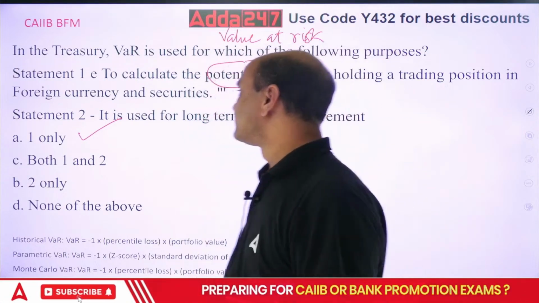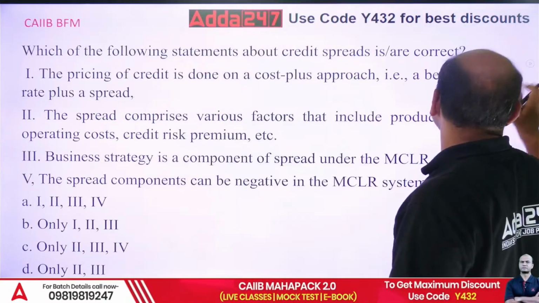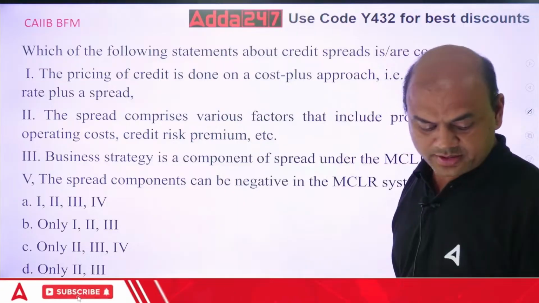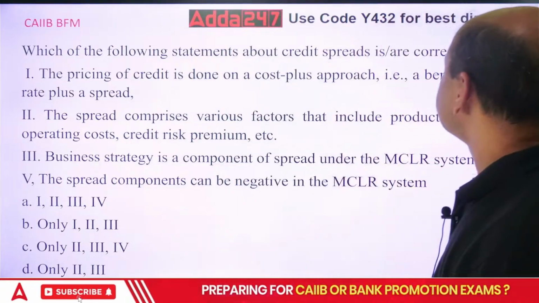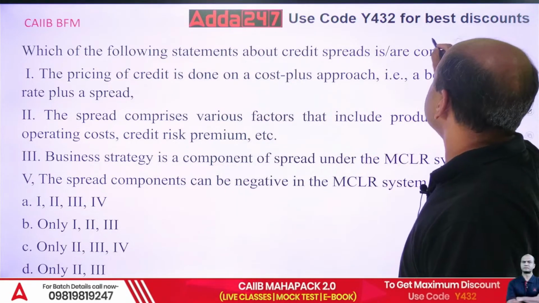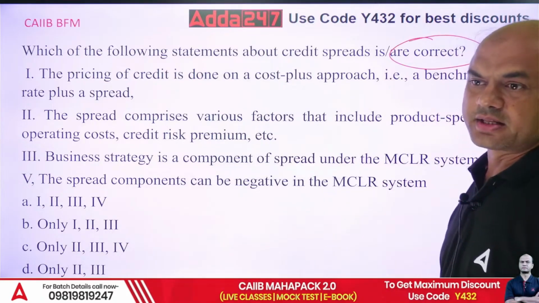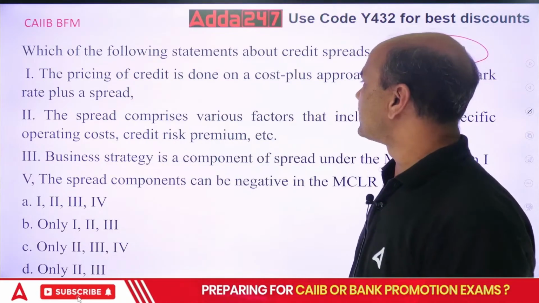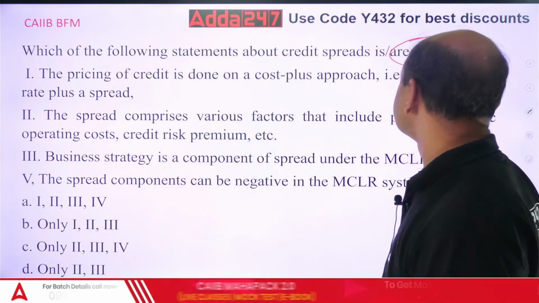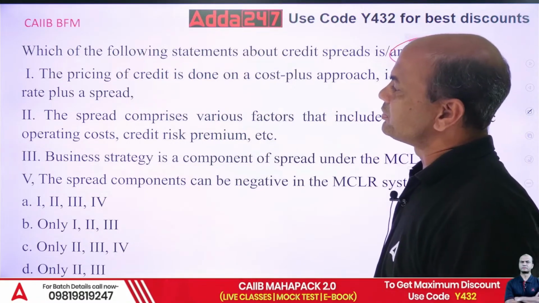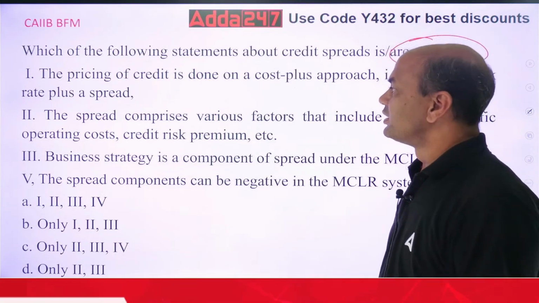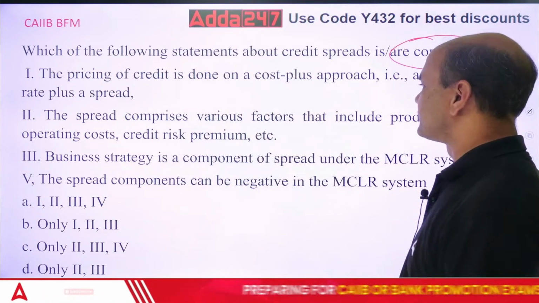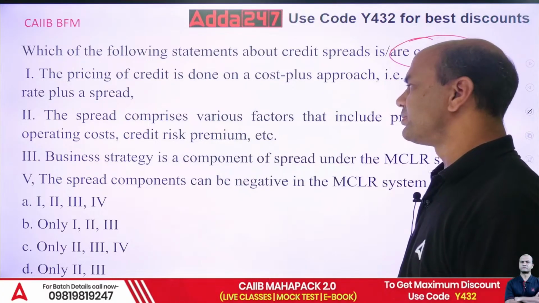So let's move on. Which of the following statements about credit risk spread are correct? Always check what is asked in the exam. Are they asking you correct or are they asking you wrong? The pricing of credit is done on a cost-plus approach, that is benchmark rate plus spread. The spread comprises various factors that include product-specific operating costs, credit risk premium, etc.